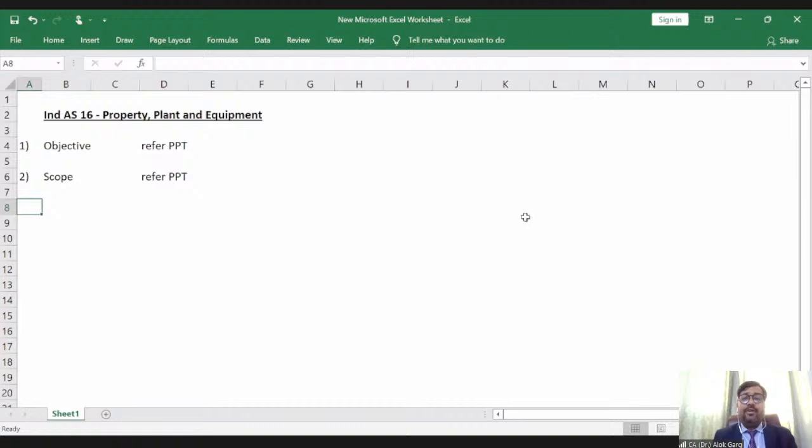Now it is important to understand what is meant by PPE. What is the definition of property, plant, and equipment? I'll call it PPE, right? So what is meant by PPE? Property, plant, and equipment are tangible items.